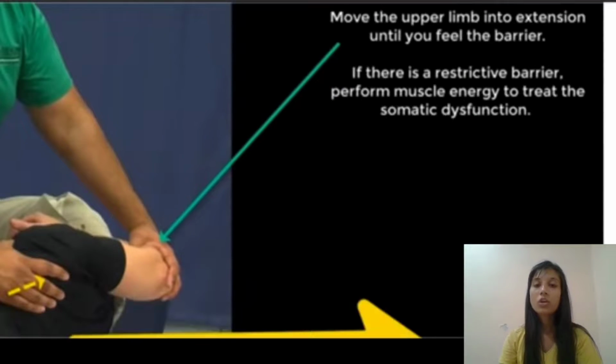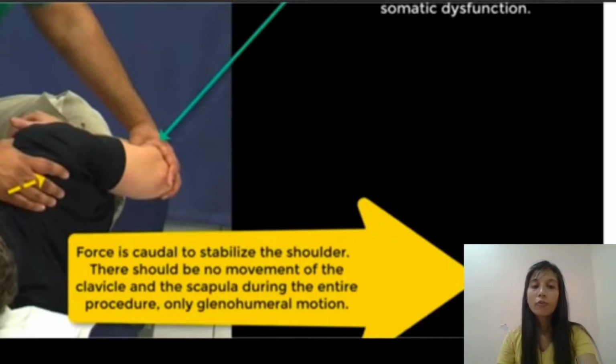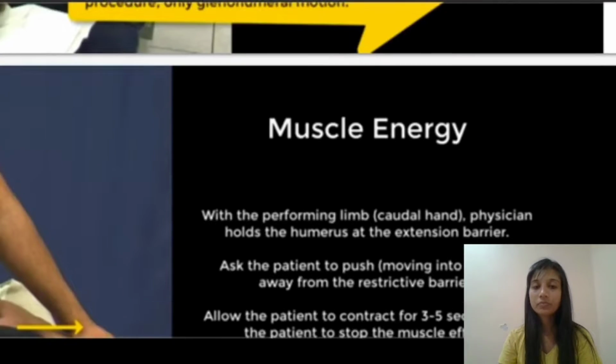After that, move the upper limb into extension until you feel the barrier. You feel the end range of motion. If there is a restrictive barrier, perform MET to treat the somatic dysfunction. Force is caudal to stabilize, as you can see in the image. Force is from the caudal hand, that is the hand which holds the elbow. There should be no movement of the clavicle and the scapula during the entire procedure. Only glenohumeral motion is needed.